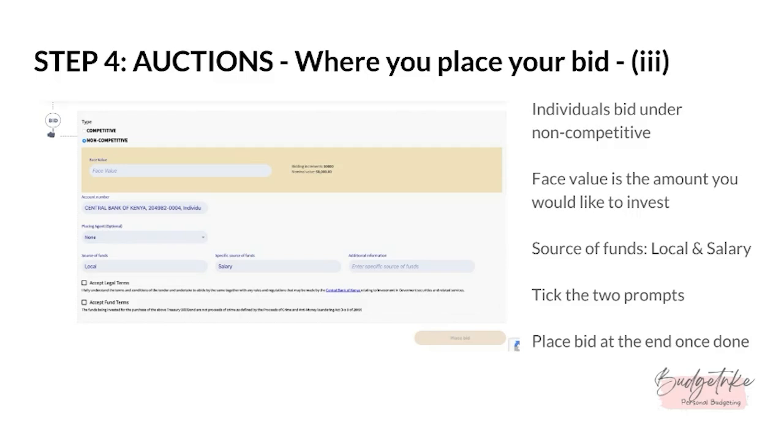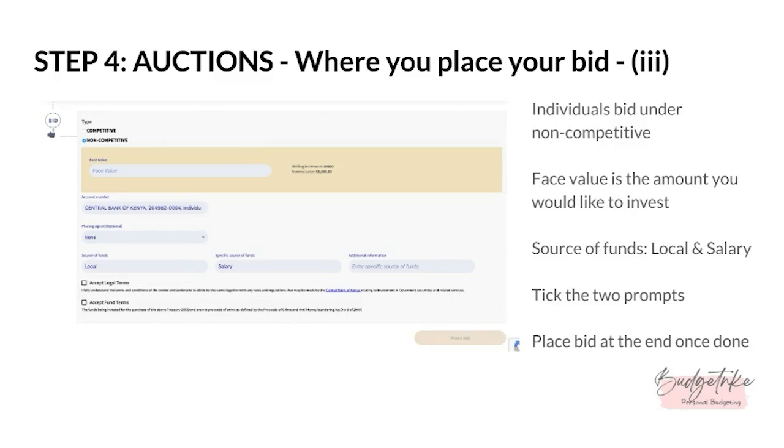And then account number is your account number there. As for placing agent, you don't need one because you're bidding directly. I hope you're not using a placing agent. And then for source of funds, always say local, even for my diaspora people on the call. And for specific source of funds, always say salary. You don't need to put additional information. And then you press accept and accept.